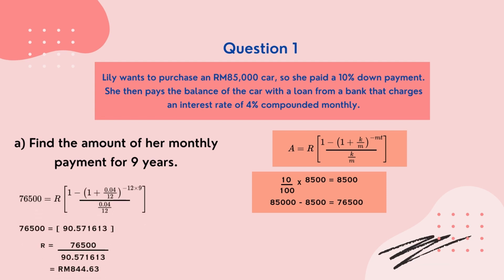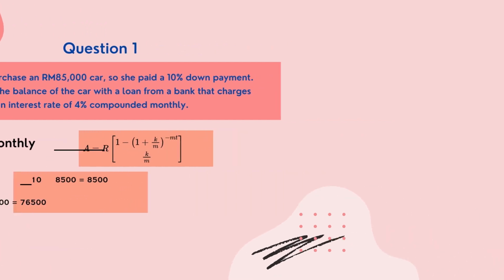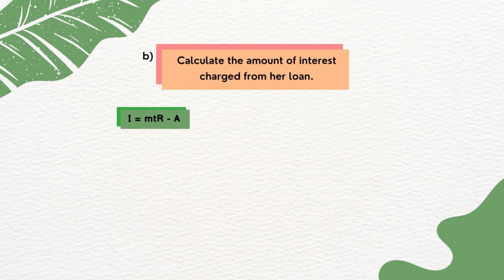We enter the values in the formula and calculate it. So we will get 76,500 divided by 90.57176143. We calculate it again and we got R equals 844.63 ringgit. Next, question B is, calculate the amount of interest charged from her loan.